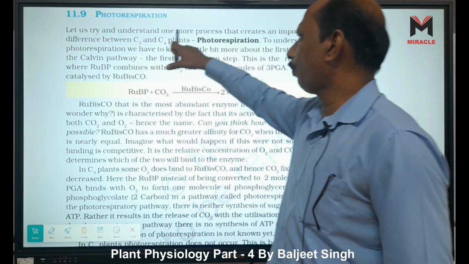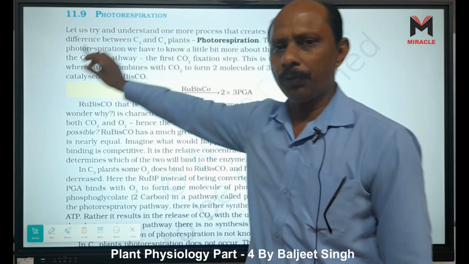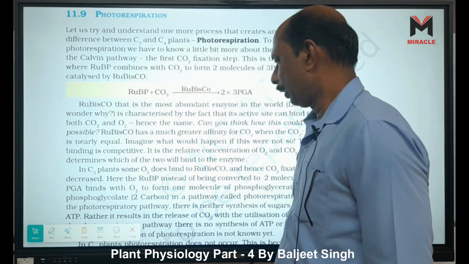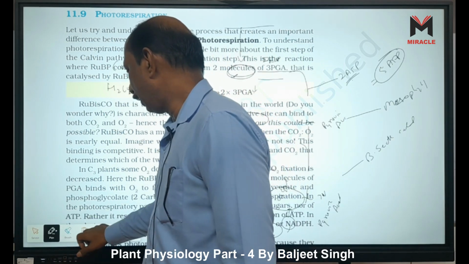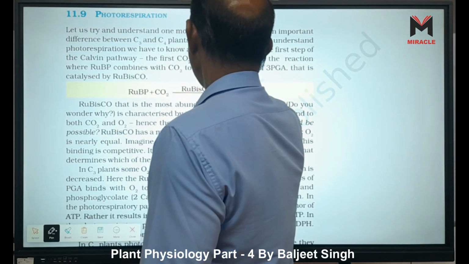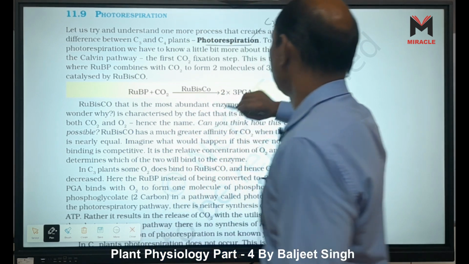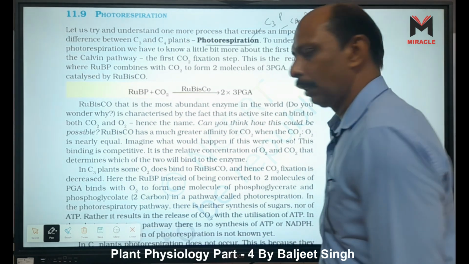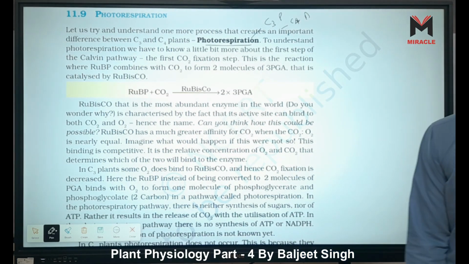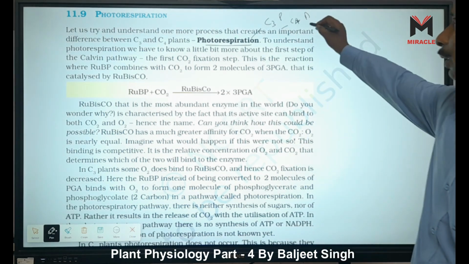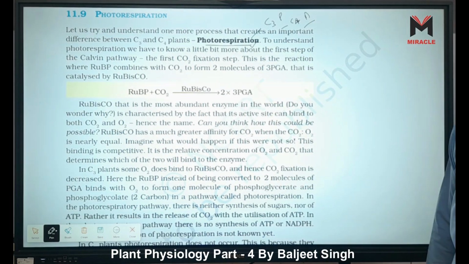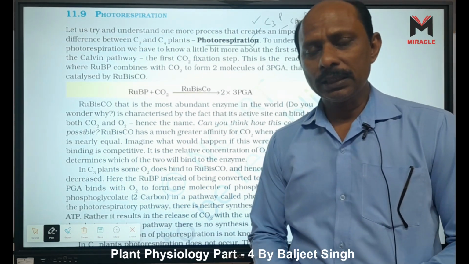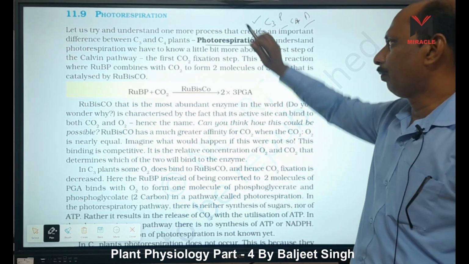Let us try to understand one more process that creates an important difference between C3 and C4 plants. Which difference? Photorespiration is present in the C3 cycle, but it is absent in the C4 cycle. And we know very well, because mesophyll cells lack Rubisco enzymes in the C4 cycle, photorespiration is absent in C4, but it is present in C3 plants.